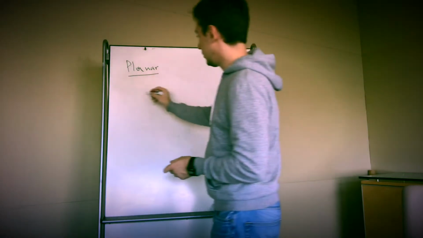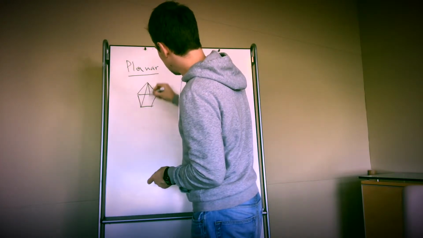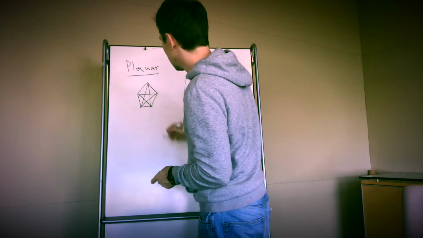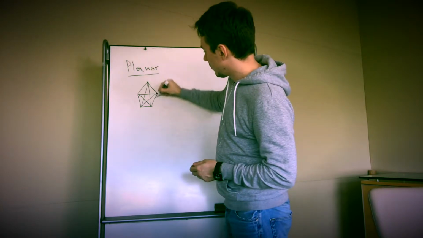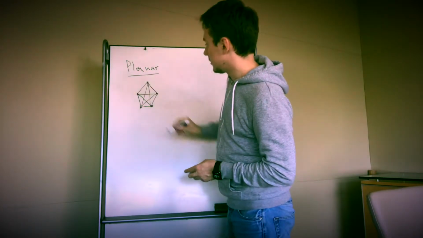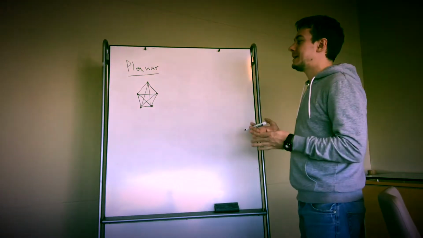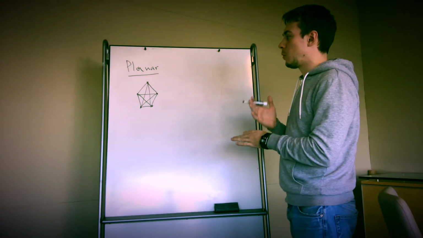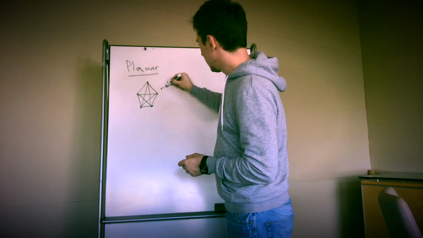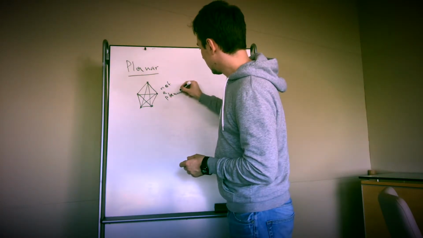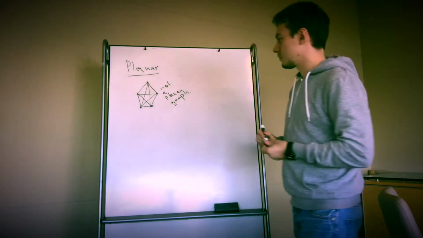Take a look at this example. This is a full graph, so-called full graph with five vertices. So this graph cannot be drawn so that its edges will not intersect. So this is not a planar graph. Okay.